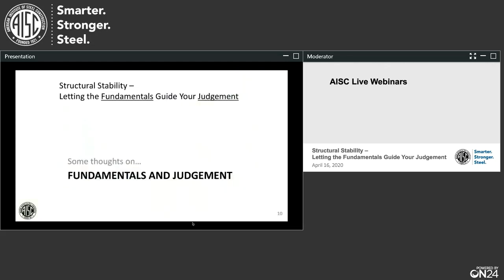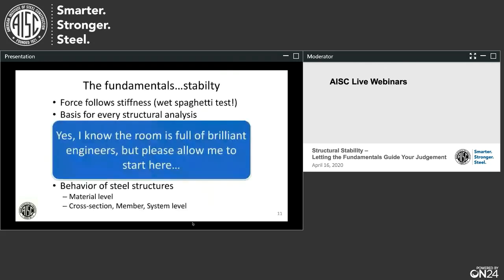So, as I was saying, we're going to navigate structural stability. For some of you it may conjure up, oh God, a bunch of differential equations. This is going to be a nightmare. Not so. I'm going to try to present it to you in a straightforward way, and we'll go from there. I'd like to start by focusing on the fundamentals, then moving on to your judgment, and then doing a deeper dive on stability. So let's get started with the fundamentals.